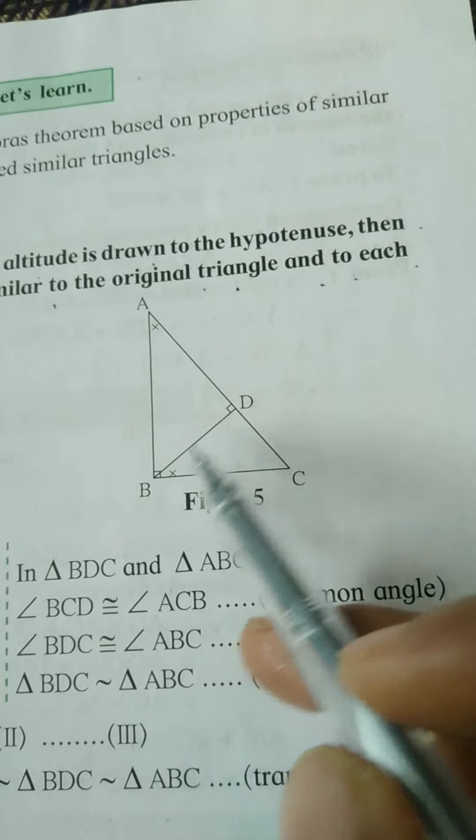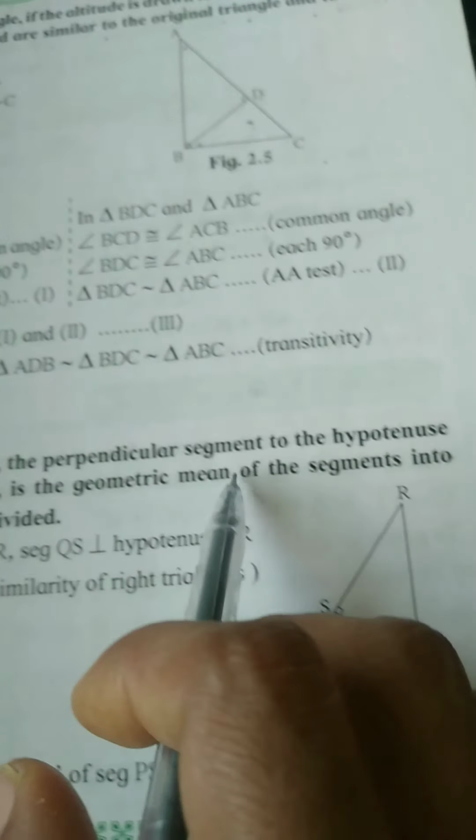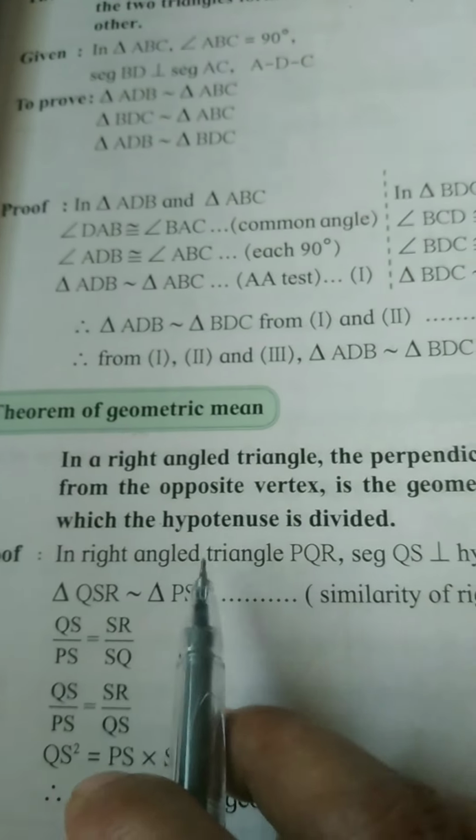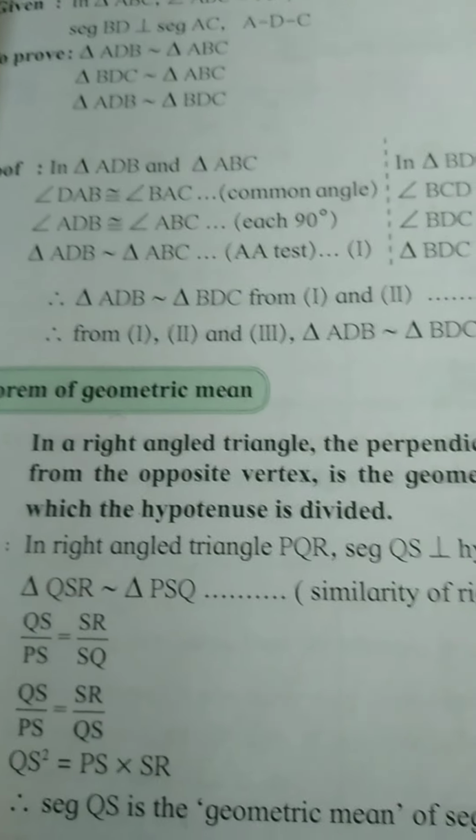In a right angle triangle, the perpendicular segment of the hypotenuse from the opposite vertex is the geometric mean of the segments into which the hypotenuse is divided.